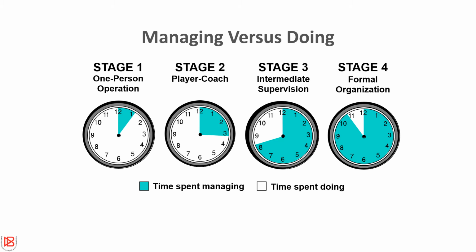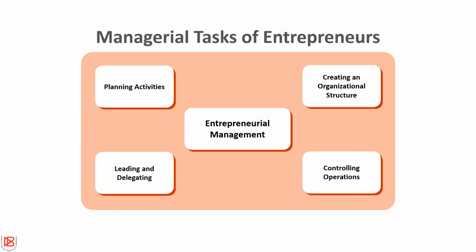And how the organization grows multiple times. The managerial tasks of an entrepreneur are planning the activities, creating the structures, controlling the resources, and leading and delegating. These are the four things, wherein a person has to plan, then assign responsibilities, then control the resources, because at the end of the day, this is how he or she as a manager would lead and delegate. That is the crux of entrepreneurial managers, as the case might be.